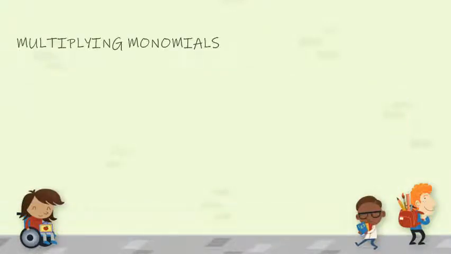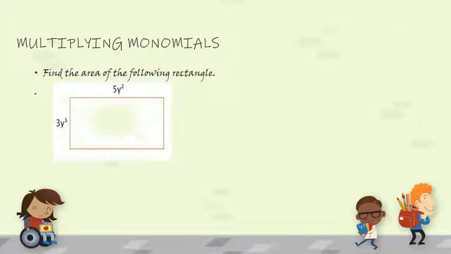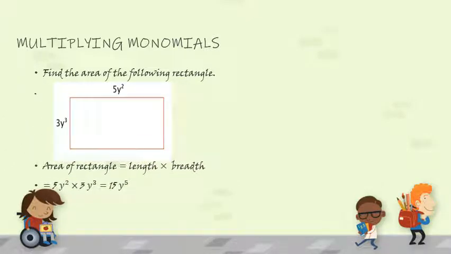Now let us continue with the multiplication of monomials, but this is the second case. Here you have to find the area of the following rectangle. As you see the rectangle here, the length is 5y squared and the breadth of the rectangle is 3y cubed. We know that the area of a rectangle equals length into breadth. So that is equal to 5y^2 into 3y^3. The product of 5 and 3 is 15. Then y^2 into y^3 gives us y raised to 5.